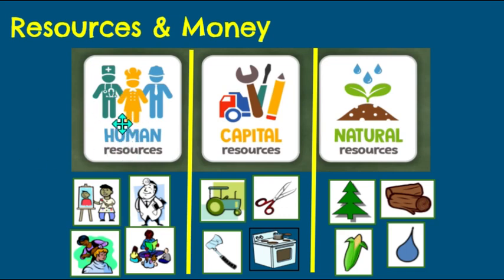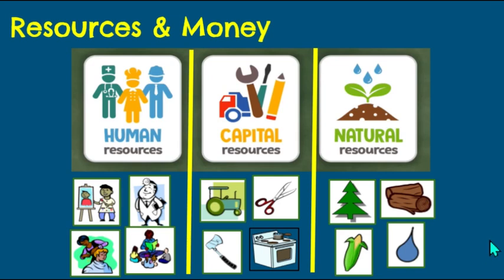Like we've learned in our previous lessons, there are three different types of resources. There are human resources, which are services that we can do to help or get something made or done. There are capital resources, which are items or objects that we use. And then there are natural resources, things that the earth gives us, like trees, wood, crops like corn, wheat, and water. That's like rain or lakes or the ocean.